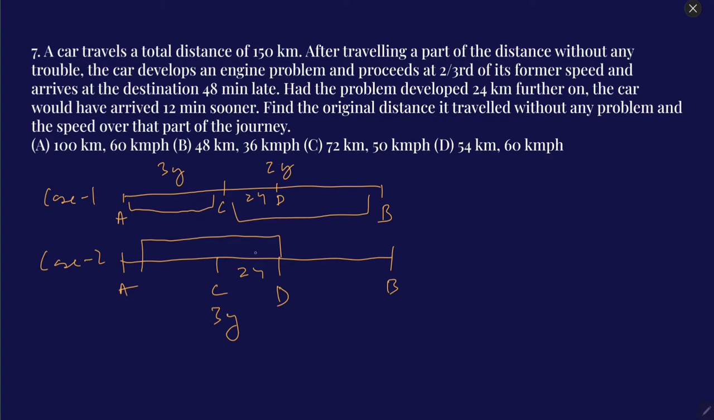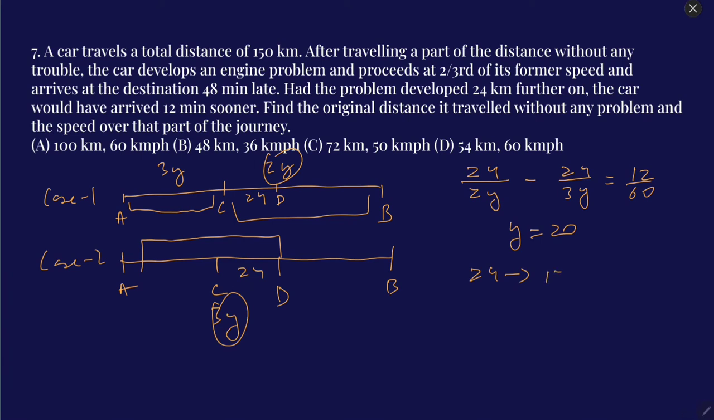So when the speed is increased from 2y to 3y, the car gains 12 minutes. So the distance, which is 24 upon 2y minus 24 upon 3y, the car gains 12 minutes, 12 upon 60. So from this, y would come out to be 20. So the speed at which the car travels normally is 3y, which is going to be 60. So now for 24 kilometers, it takes 12 minutes.